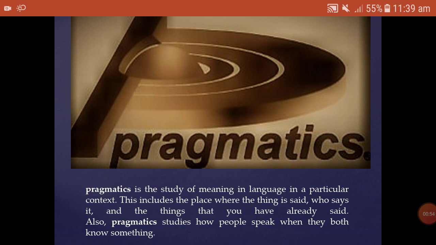What is pragmatics? Pragmatics is the study of meaning in language in a particular context. This includes the place where the thing is said, who says it, and the things that you have already said. Also, pragmatics studies how people speak when they both know something.